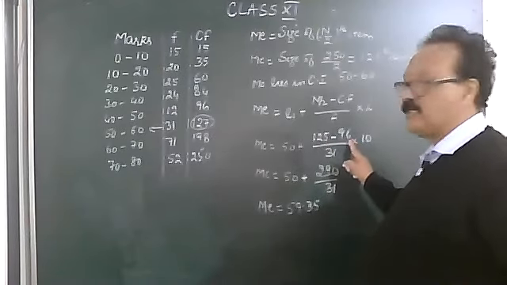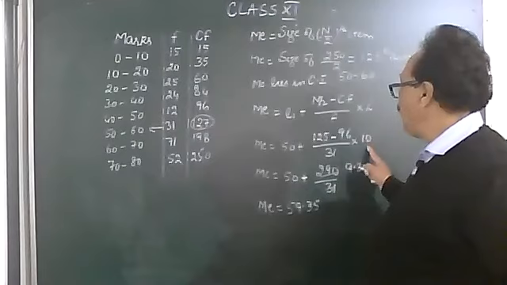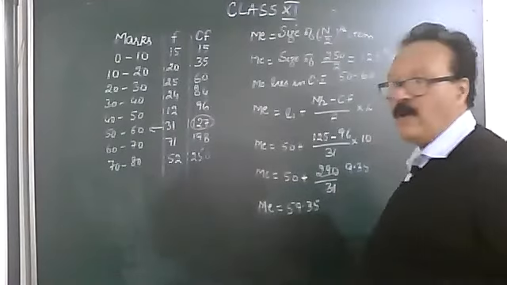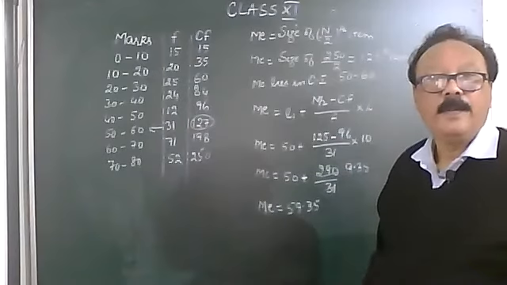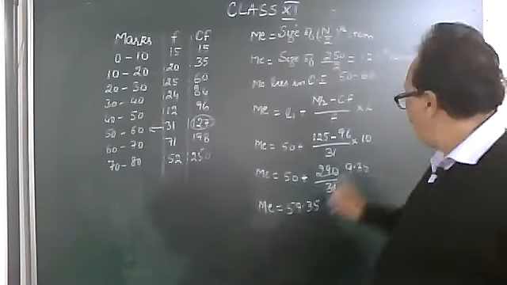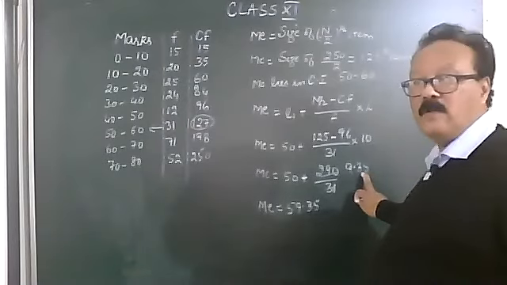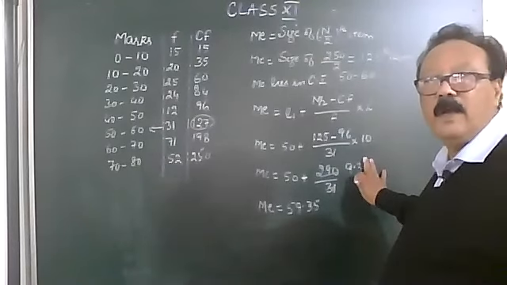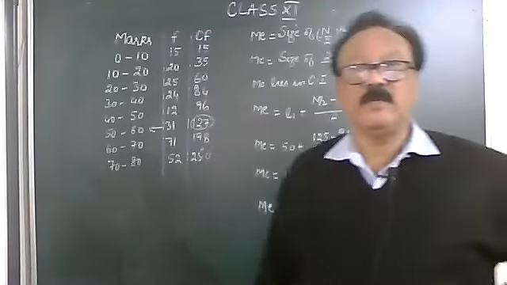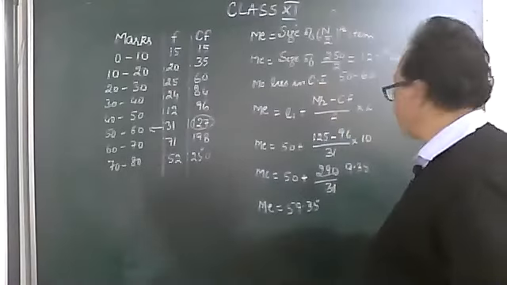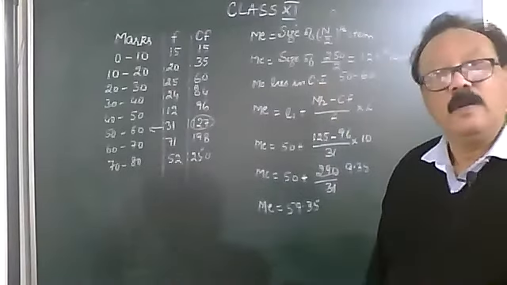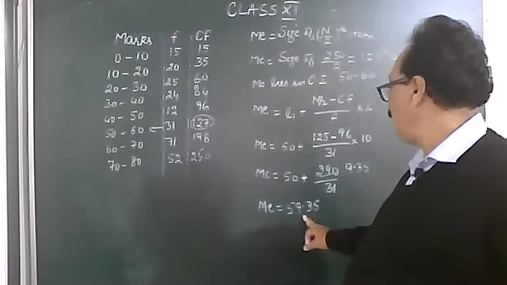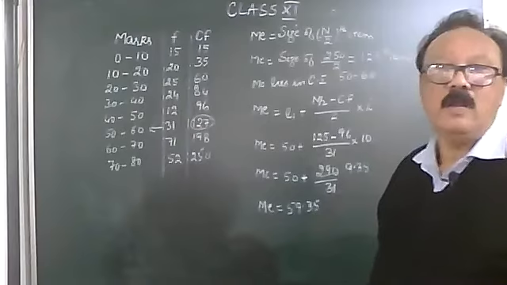125 minus 96 is 29. 29 times 290 upon 31. Take it in the column and divide it. If you are running out of time, 1 place of decimal will do, 9.3. Otherwise, a maximum of 2 places of decimal. If it goes on, just stop at it. We don't need more than 2 places of decimals. Okay. Add this 9 to 50, and 59.35 is your answer.